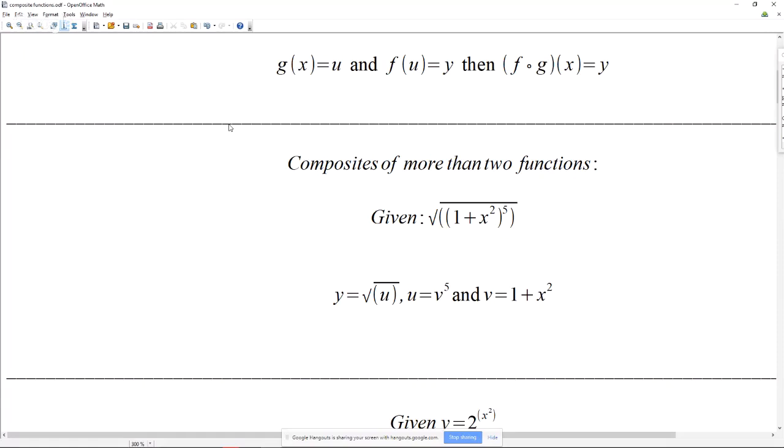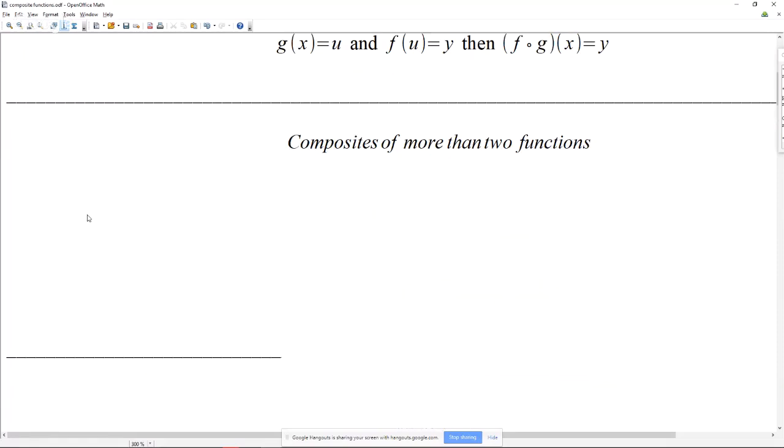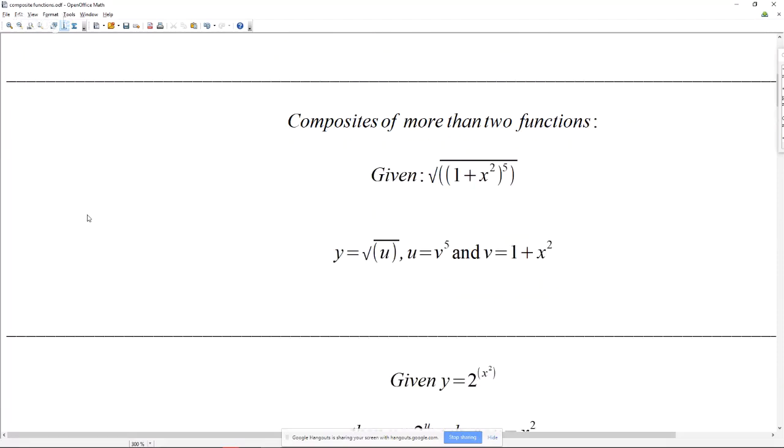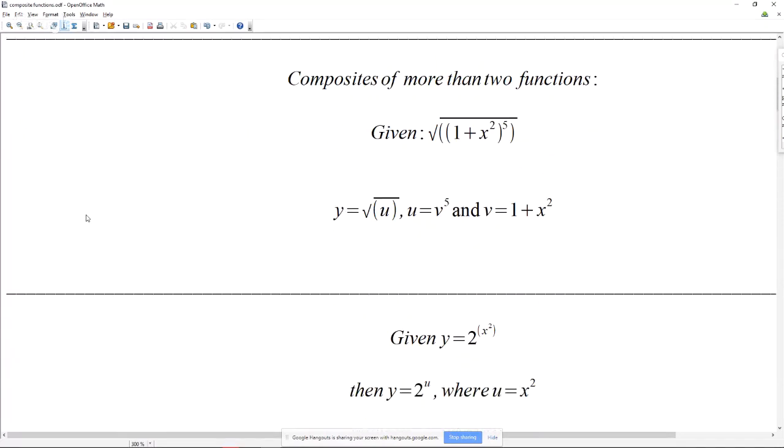So that's how you do a composite of more than 2 functions. And by the way, this is the easy stuff. It gets worse, guys. It gets worse. Trust me. I'm not like your regular math guy. I don't tell you it's so easy. No, I tell you it's hard.